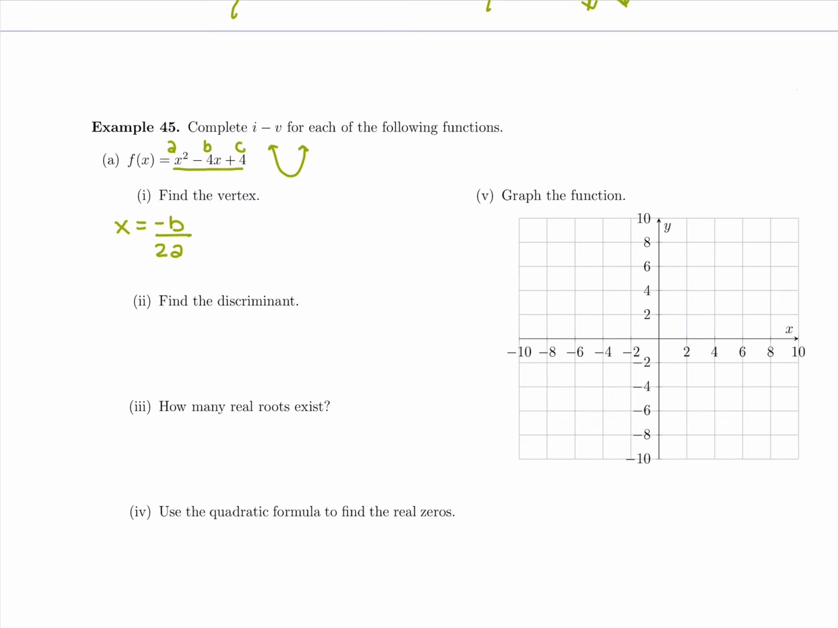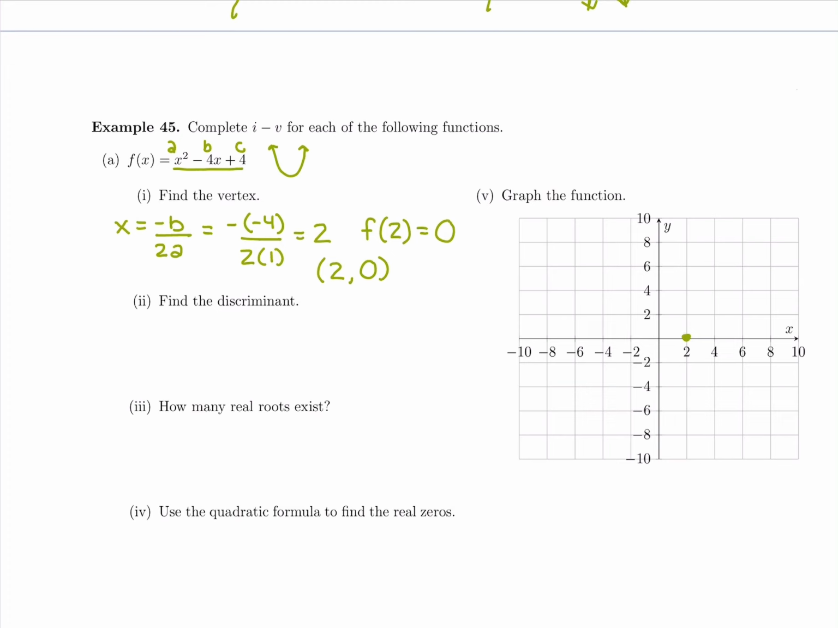So we have our a, b, c. We're going to have negative of negative 4, divided by 2 times a. And now we have really 4 divided by 2, which is 2. I'm going to plug in 2 into the original function to figure out the y value of this vertex. So plugging into the original function, 2 squared is 4, minus 4 times 2 is minus 8, plus 4. So I have 4 minus 8 plus 4. My y value is 0. So my vertex is (2, 0).